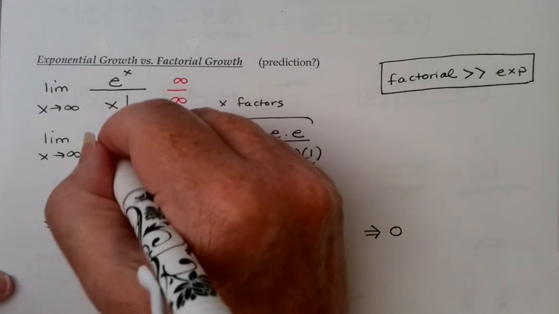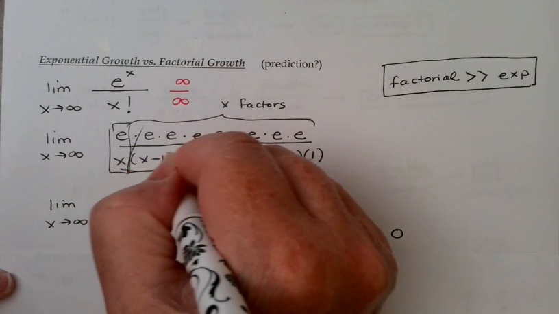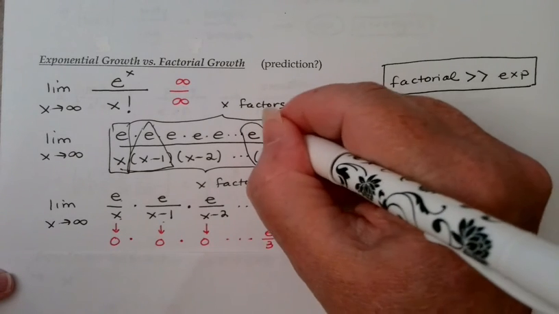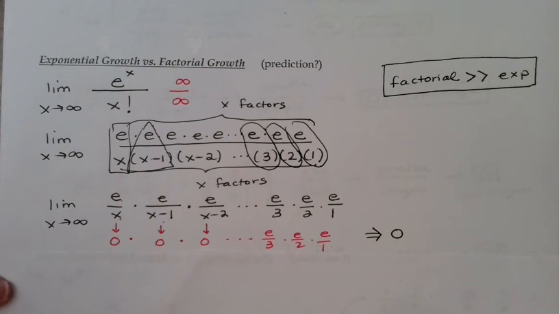And I'm going to say, let's just take the first factor from the top and the bottom, e over x, times the next ones, e over x minus 1, times e over x minus 2, and so on, all the way down to the last few, e over 3, e over 2, e over 1. A constant over x, which is going to infinity, constant over infinity goes to 0, right? Here and here and here. And by the time you get down to the last ones, e over 3, e over 2, e over 1, it really doesn't matter because 0 times all of this is still going to give us a limit of 0.